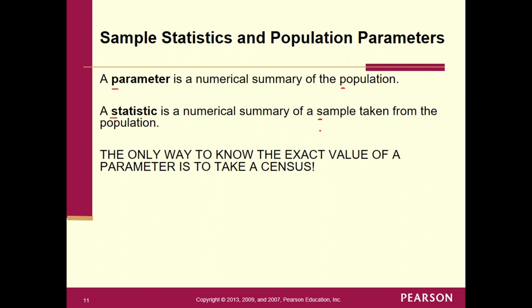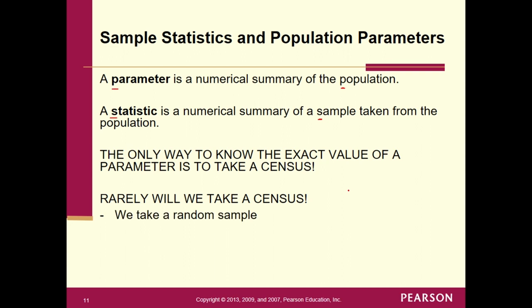So as researchers, we're not going to take censuses. It costs too much money. It's very impractical. We can learn a lot about the population just by taking a random sample. To know an exact value of a parameter, we have to take a census. It's the only way to know it. But like I said, we will rarely ever take a census in the real world as a researcher. If you did, you don't need statistics.